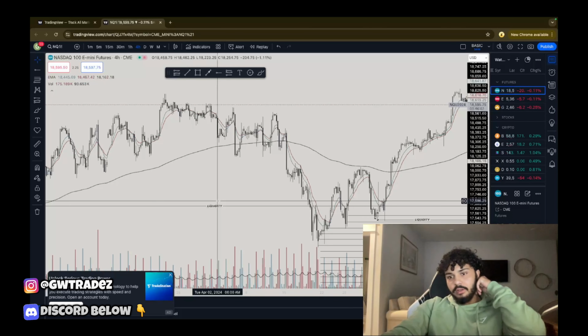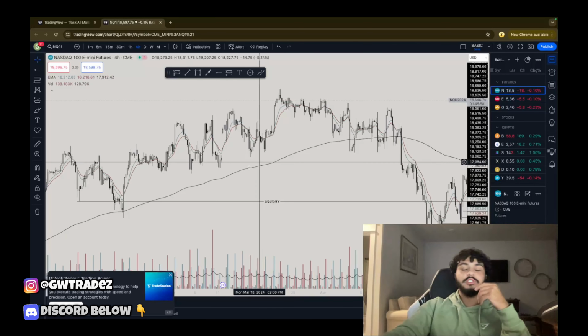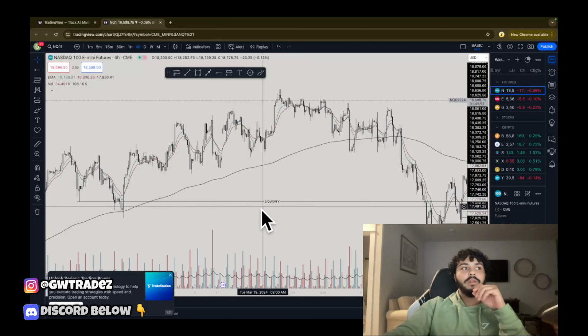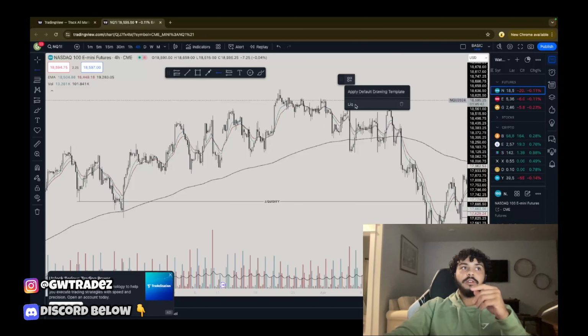Are you using a liquidity indicator on TradingView? No, I'm not. No, this right here is just an EMA, and this liquidity thing I have is just a template, right? So I have the horizontal ray, which is just a line, and then I click here and I have liquidity.